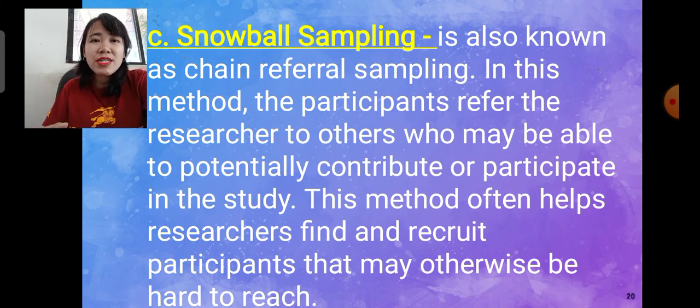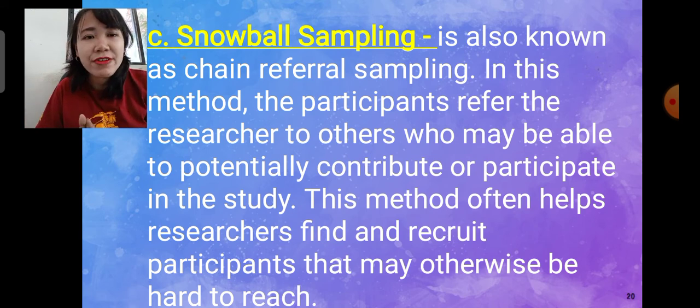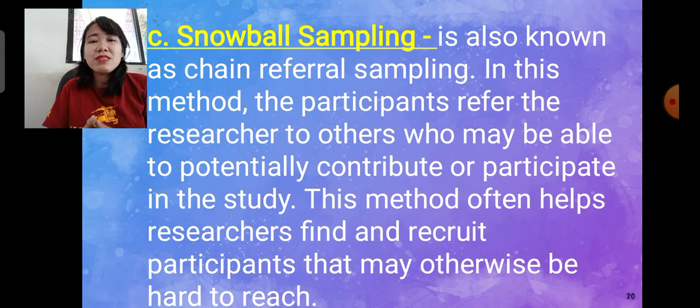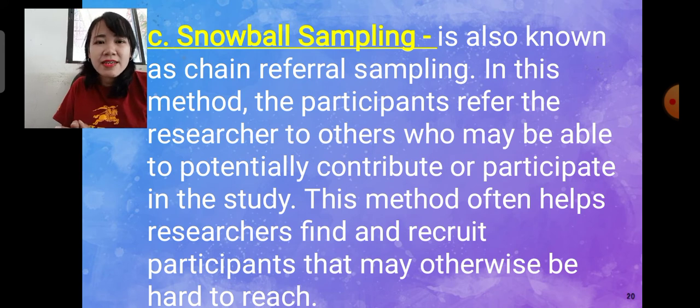So, snowball, ito yung chain referral. Ibig sabihin, nag-refer ako, and then yung ni-refer ko, pwede din naman siya mag-refer para maging participants dun sa research study mo. So, yun yung tinatawag na snowball sampling. Okay?